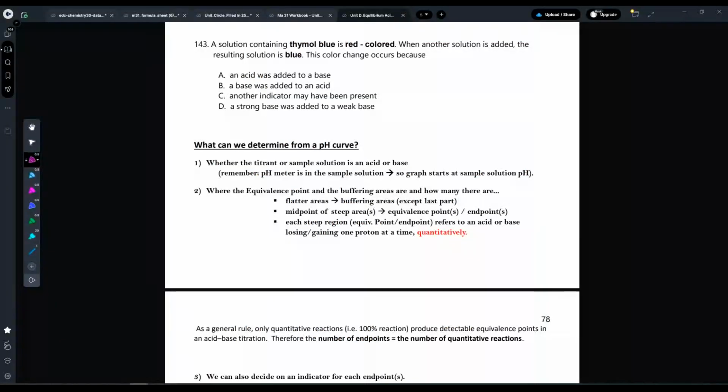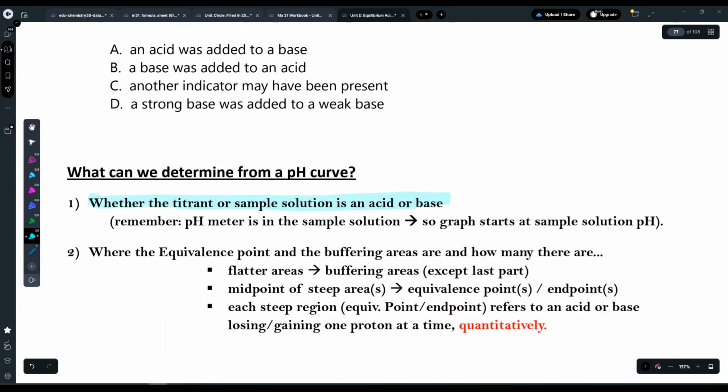In this video, we're going to go over pH curves and all the information that we can get out of them. So the first thing that we can tell from looking at a pH curve is whether the titrant or the sample is an acid or a base. With your sample solution, you're going to be able to tell what pH it's at from where the pH curve starts. Whereas with the titrant, you're going to be able to tell what pH that is at the end of the pH curve.